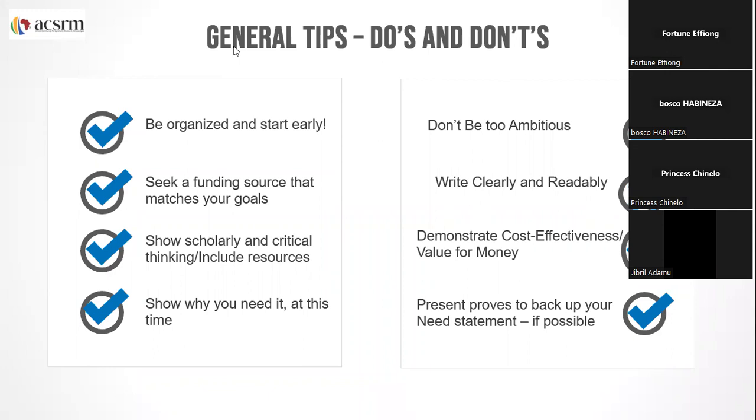Or if your social impact is, let's say, sexual and reproductive health, I'll be using it a lot, then you cannot submit a proposal for climate change. So that's essentially how it works. You have to submit to a funding source that matches your goals. Be sure that this organization, this is what they fund, and this call specifically, this is what this call is funding. So you have to show scholarly and critical thinking skills.